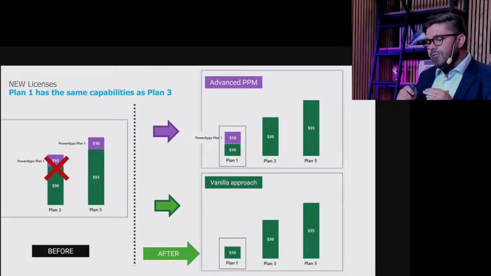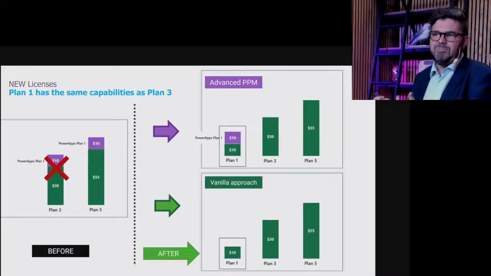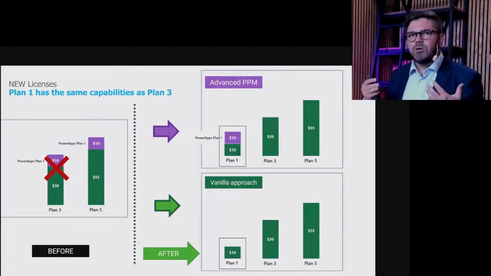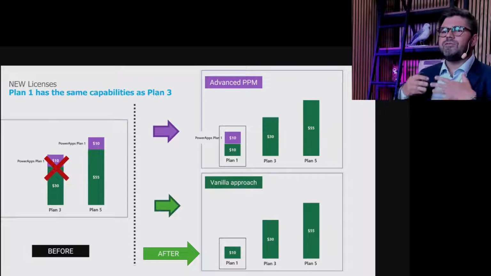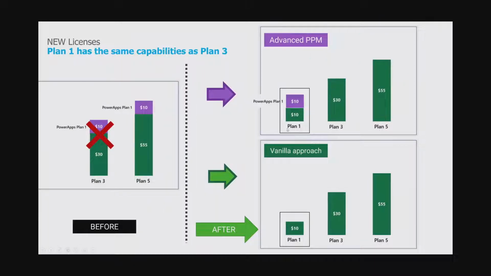Then if we go to a more advanced PPM, or let's say you're already a very mature company and you have a lot of different components within your solution, you add on top of it $10 on the Power App licenses and you are fully covered. Isn't that amazing? So let's go into the details. Just to recap, it's a 70% discount on the license with Project for the Web.